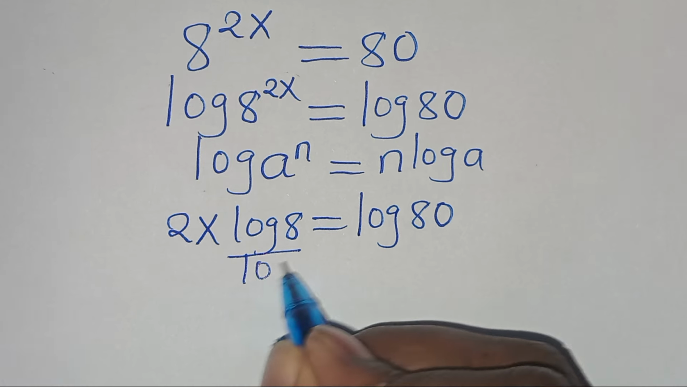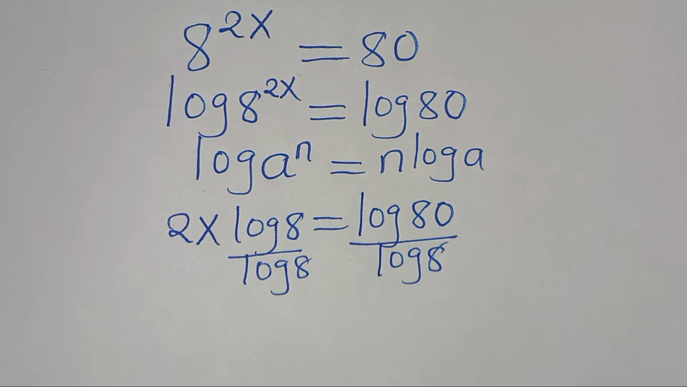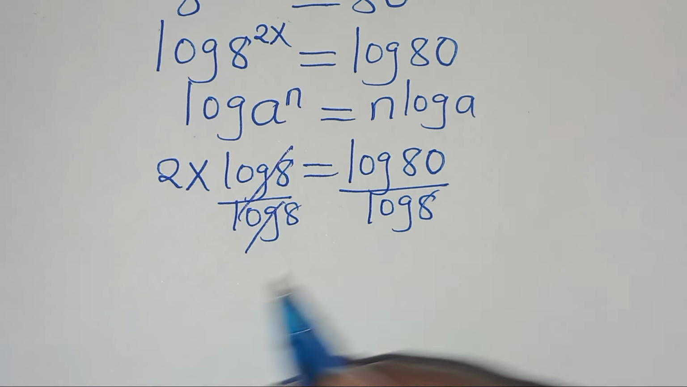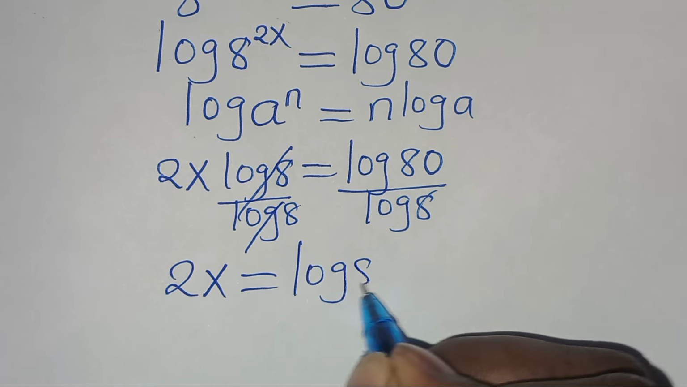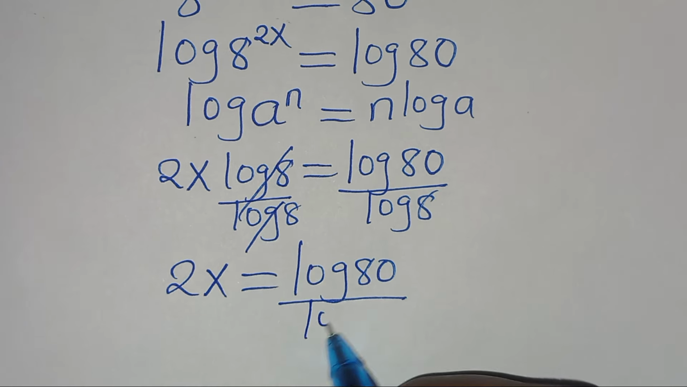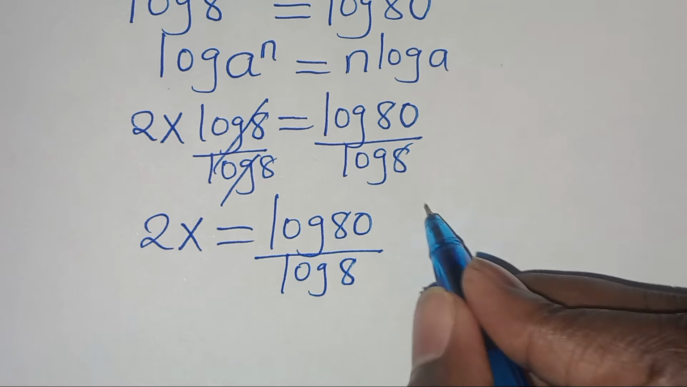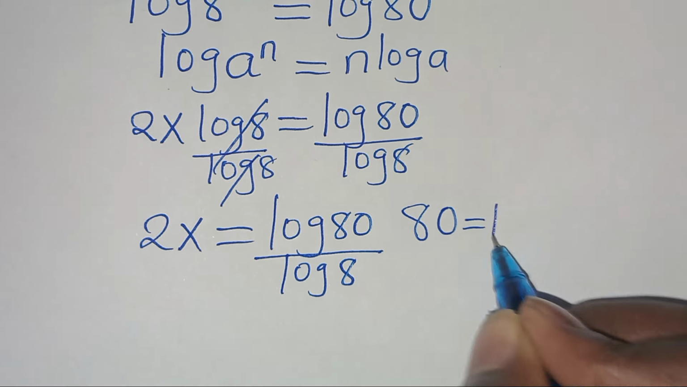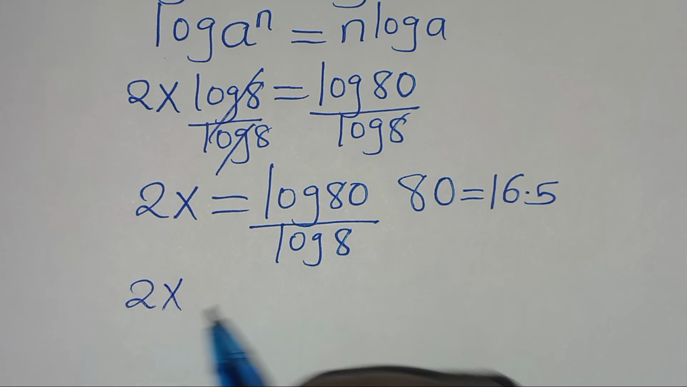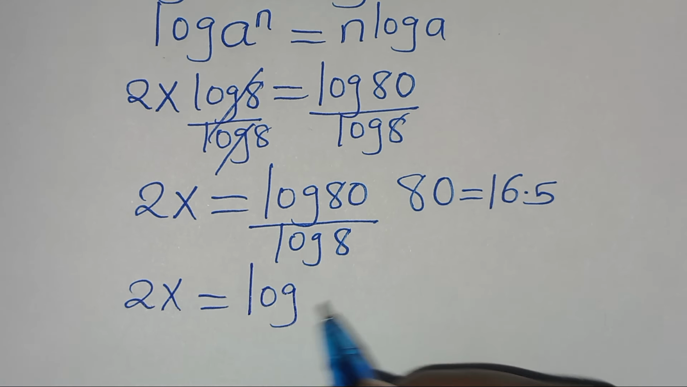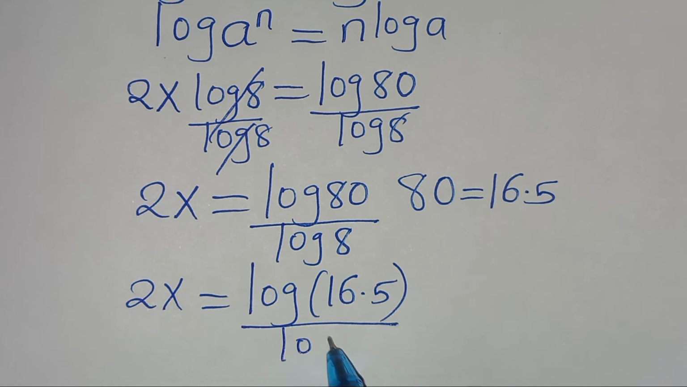Let's divide both sides by log 8. Let's simplify here so that 2x is equal to log 80 divided by log 8. You can express 80 as the same thing as 16 times 5. So here we have 2x. This is equal to log of 16 times 5 divided by log 8.